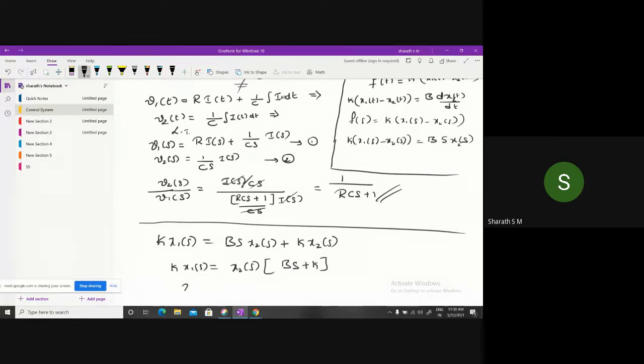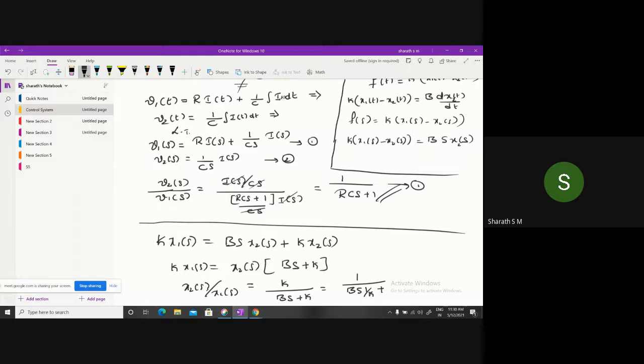We need the transfer function as x2 of s divided by x1 of s, that is equal to K divided by bs plus K. In the first equation there is v2 by v1, so we have a 1 in the numerator, but here we have a K in the numerator. To make it 1, take K as a common factor. It remains 1 over bs into 1 by K plus 1.